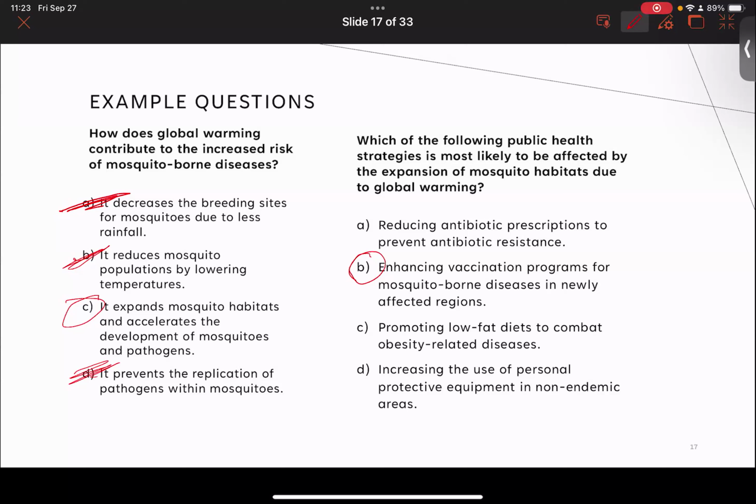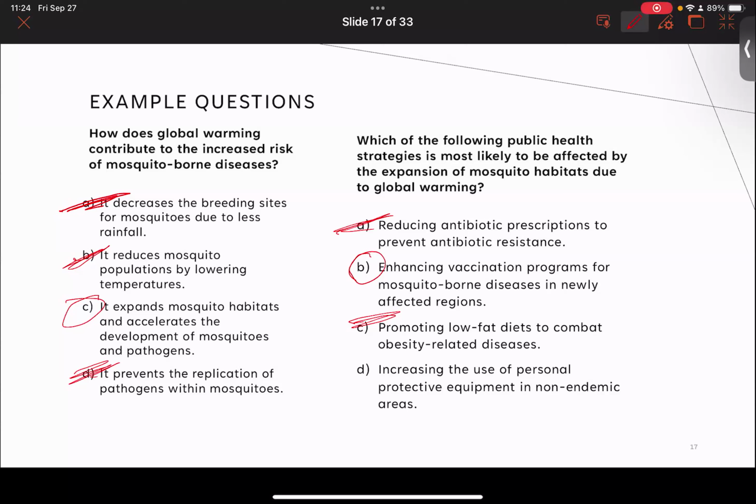Anyways, promoting low-fat diets. What? I mean, they should, right? Like, we want to decrease obesity-related diseases, but that doesn't have anything to do with global warming. And then increasing the use of personal protective equipment in non-endemic areas. I mean, endemic means that the disease occurs there commonly, naturally. You expect it to be there.